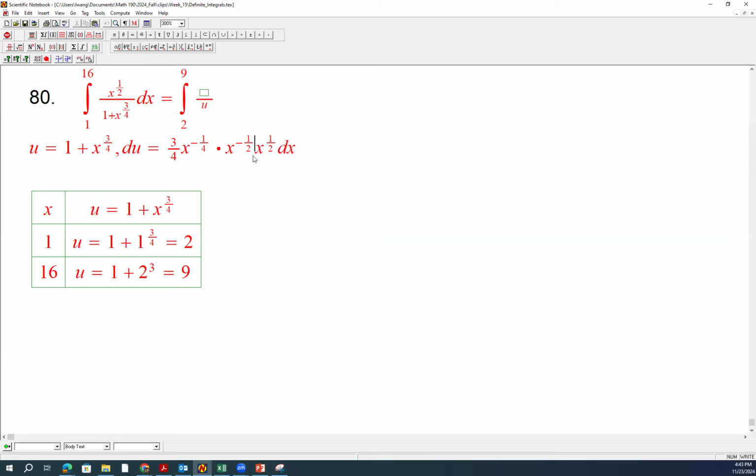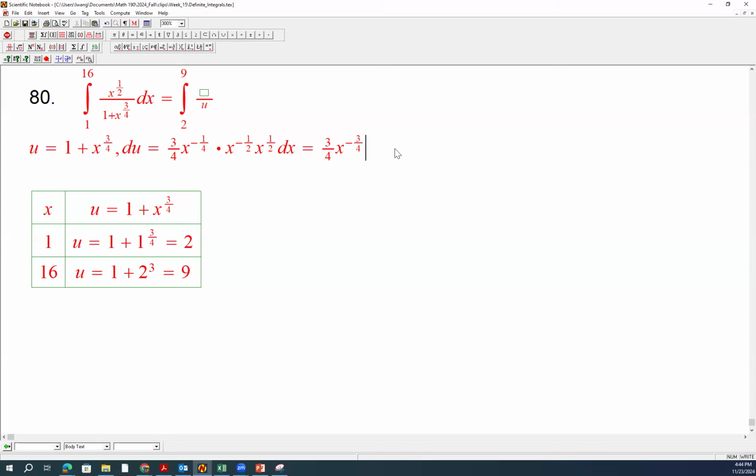But how about this other part? We have the same base, so we're going to combine the exponents. We get 3/4 there, and x raised to the power of negative 1/4 minus half. Figure that out. What should that be? That's basically 4/2, and these two operate together, we're going to get negative 4/3.